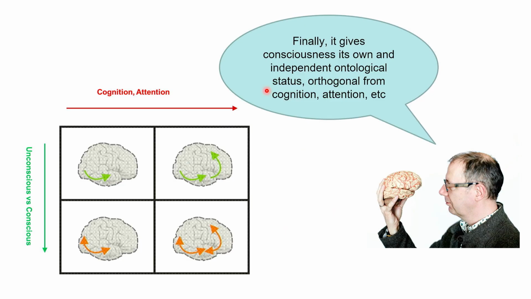And as already said, doing it this way also gives consciousness its own independent ontological status, in the sense that it's orthogonal to cognition and attention. Whereas otherwise we usually conflate consciousness with attention and cognition. And then you might argue, well, why call it consciousness at all in the first place? Why not just call this attention?